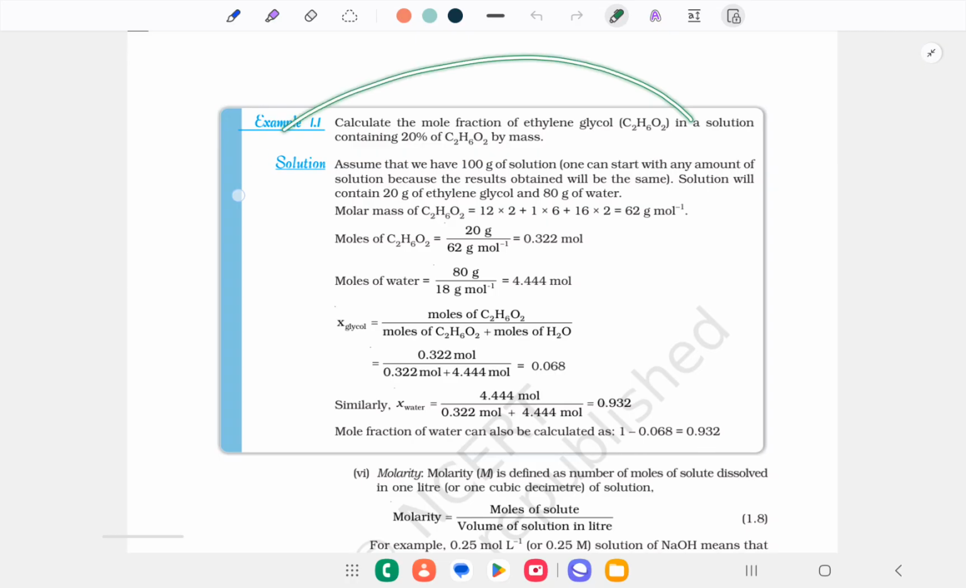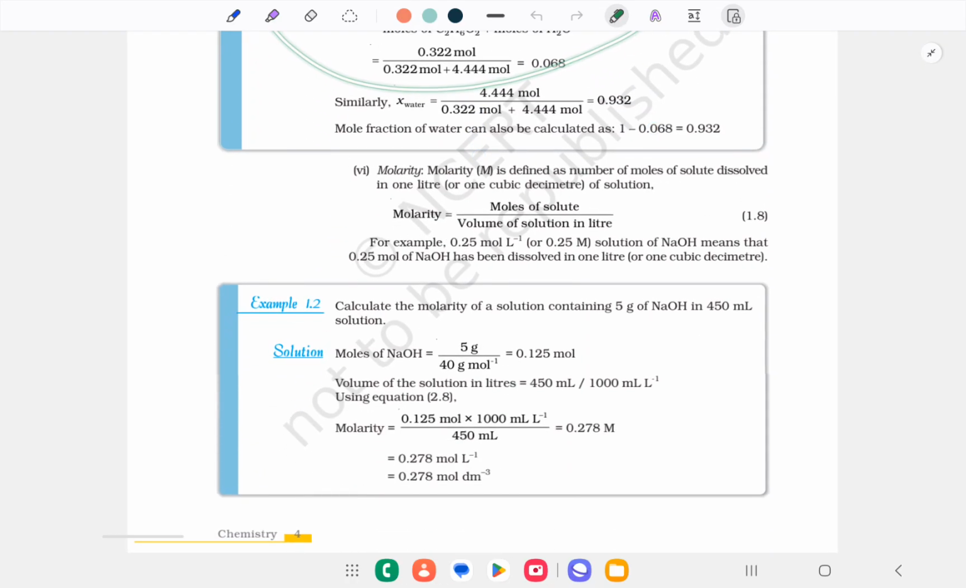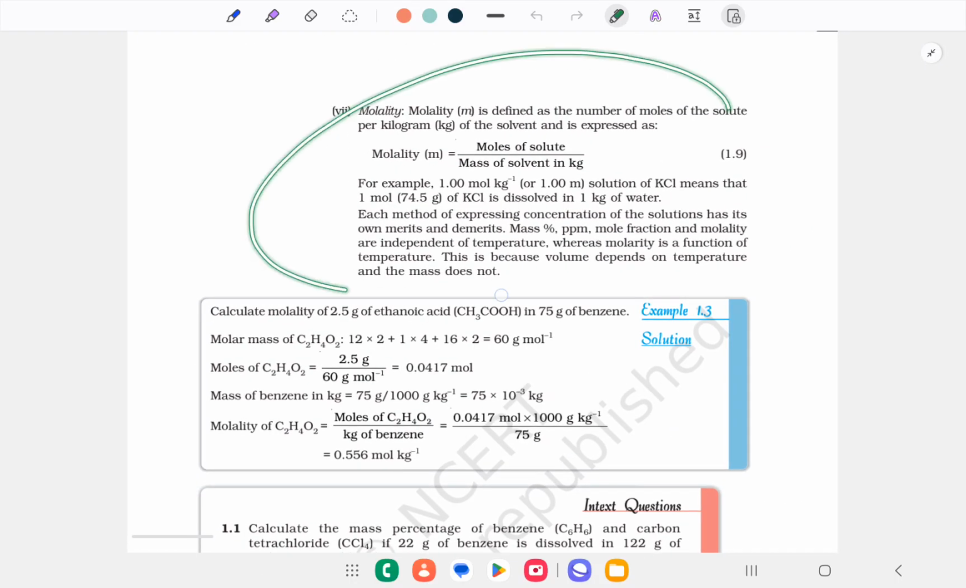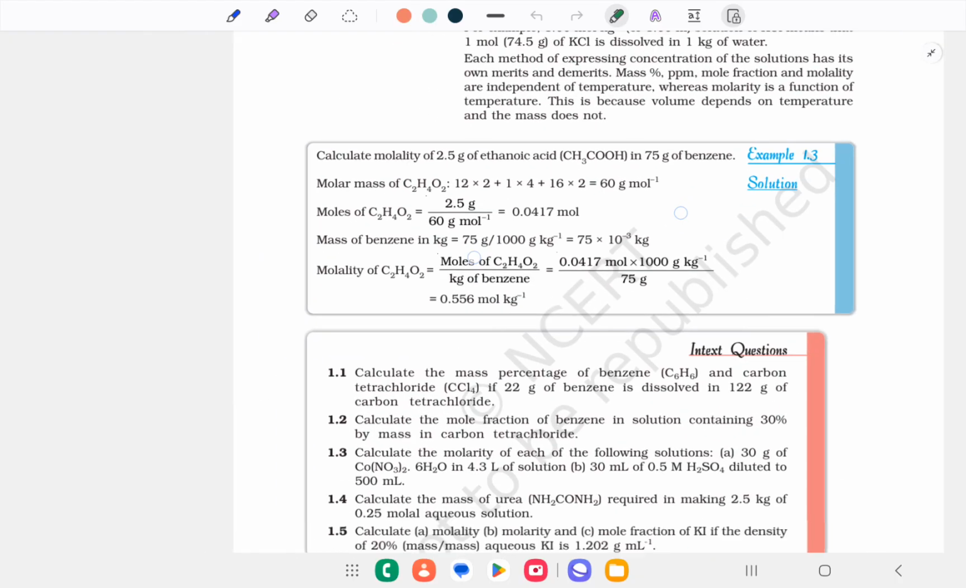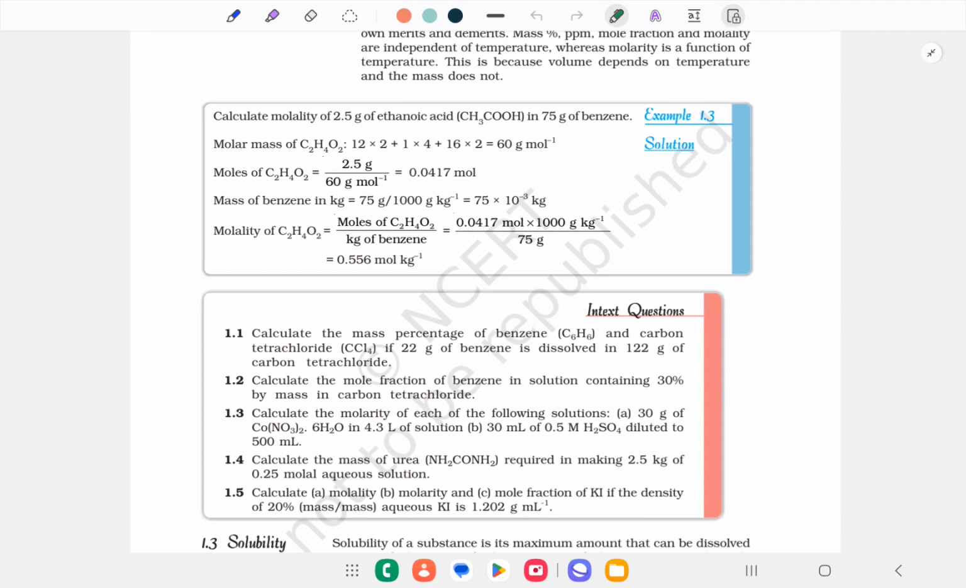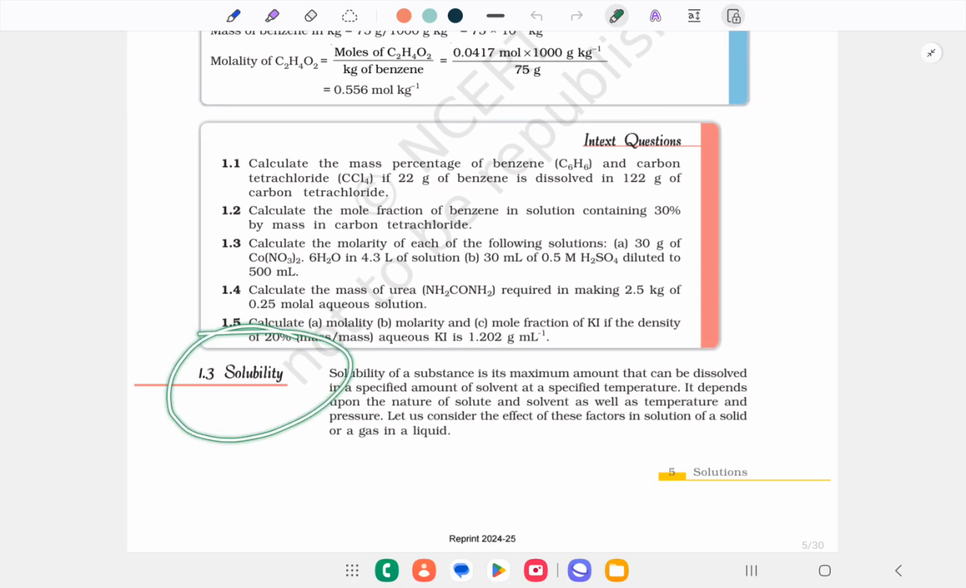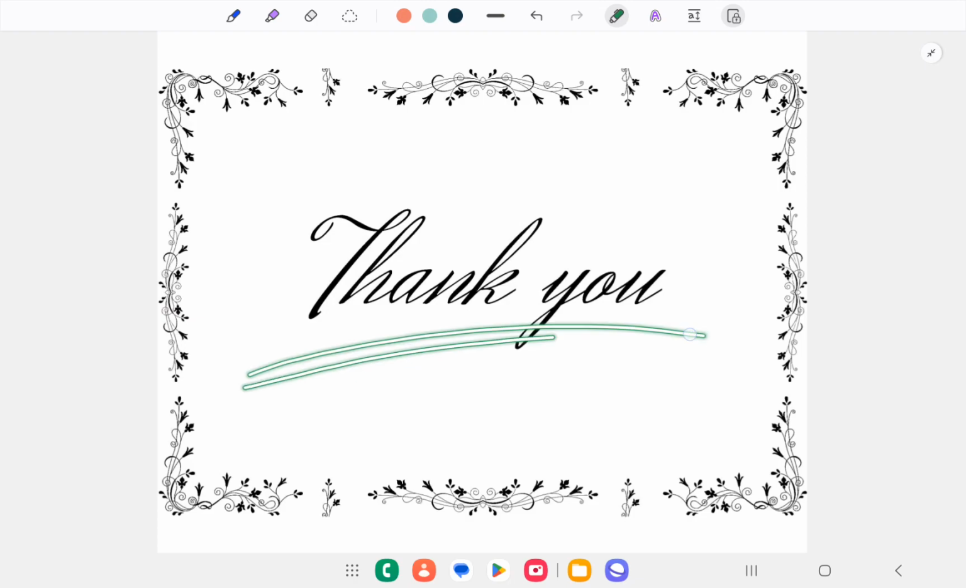And you can solve the example questions, it is very helpful. And we have completed the molarity and the molality as well, and I have provided you some questions, and there are some in-text questions here. Solve them and be ready for the next video, and we're going to start with solubility. Thank you so much for watching.